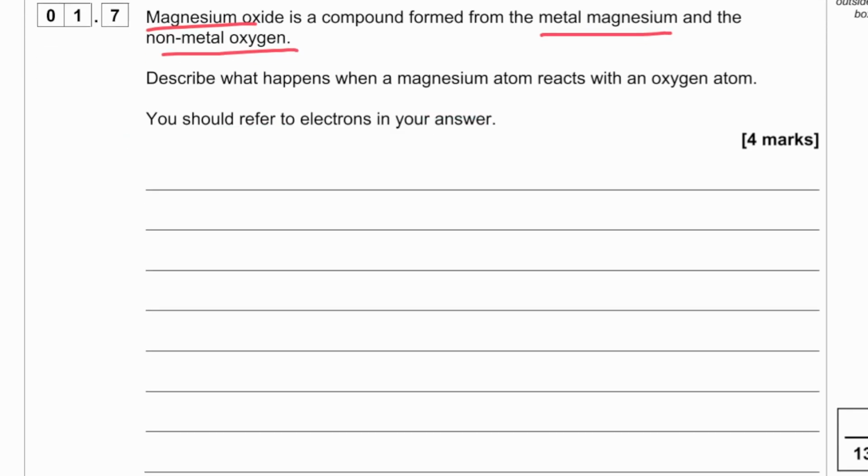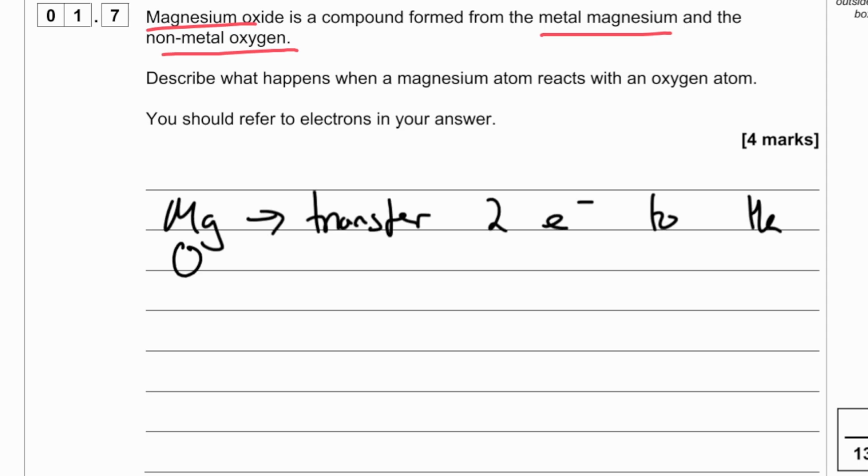So this is a type of ionic bonding. So we should know in ionic bonding what would happen. Well, the metal, in this case the magnesium, would transfer 2 electrons to the non-metal, in this case the oxygen. And what we can also say is that this would leave a magnesium 2+ ion and an oxygen 2- ion as well.